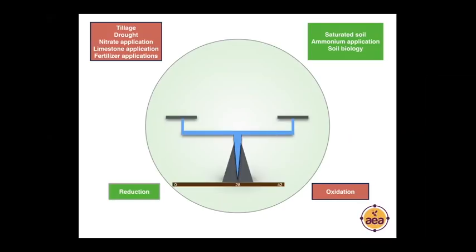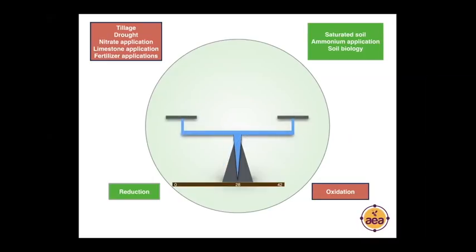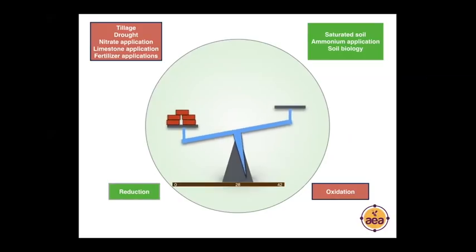The challenge is that so many of the things that we do as farm managers tend to have a very strong oxidizing effect. We can see that there are things that we can do to help tip the balance back to the reduced end of the spectrum. One nutrient that has a reducing effect is ammonium. And then of course, soil biology and root systems. And I want to speak a little bit about those as well.